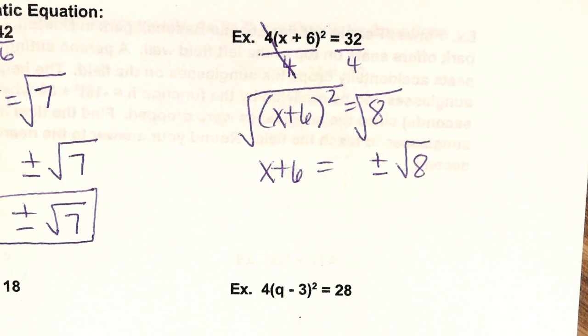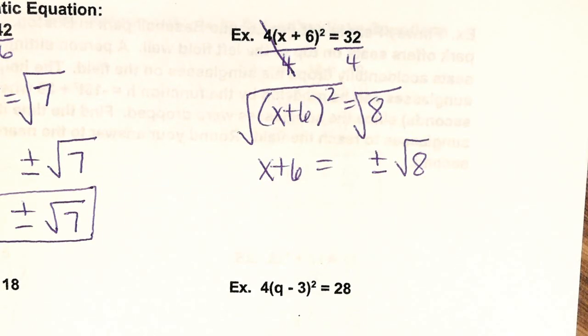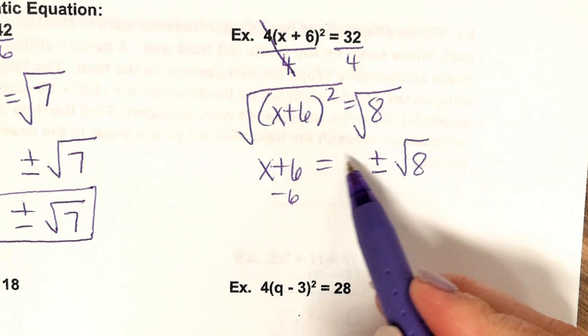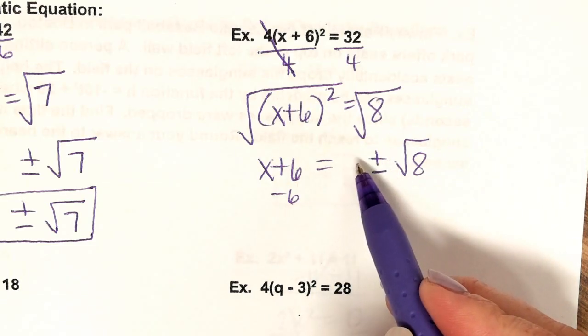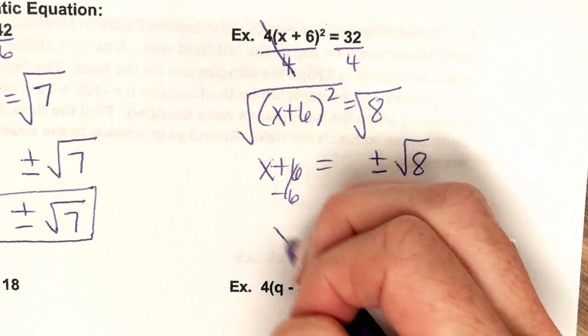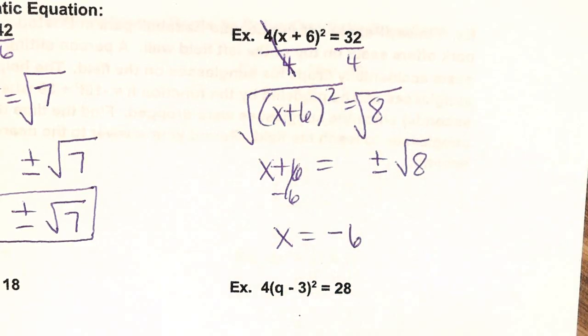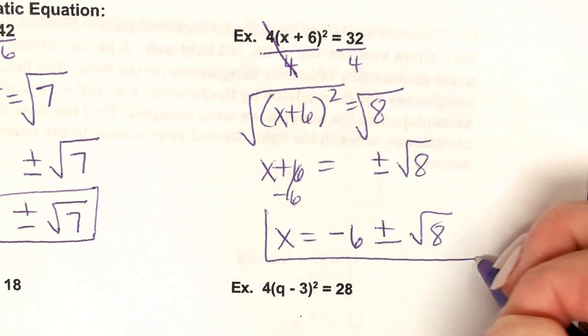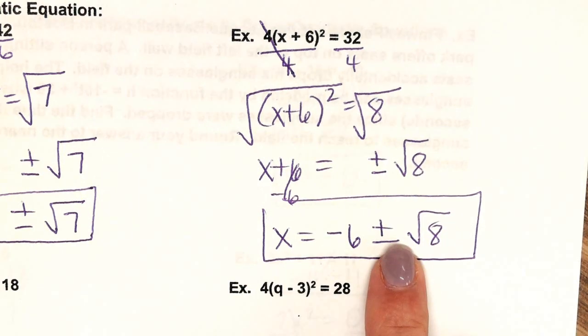But x is not isolated yet. So I need to get rid of the plus 6. How do you get rid of a plus 6? Minus 6. Now when you put it over here, you're going to put it over as a negative 6. Yes? So I have x is equal to negative 6 plus or minus the square root of 8. And that would give me two answers.